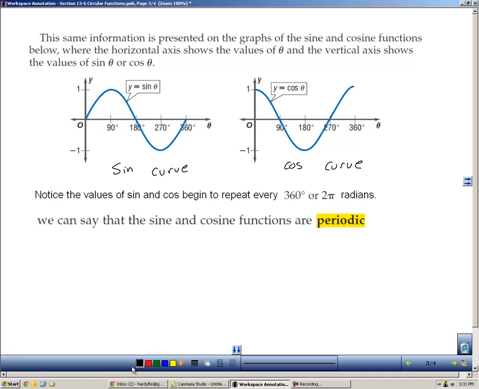Now I want you to notice that the values for sine and cosine repeat. So once it gets to 360, it goes back up and starts the progress of going up and then down again. Same thing for cosine. Once it gets to 360, it starts to work its way down, and it becomes this curve that looks like this. We call that a function that is periodic. Both of these functions are periodic. They're periodic because they both repeat every 360 degrees, or they repeat every 2 pi radians.